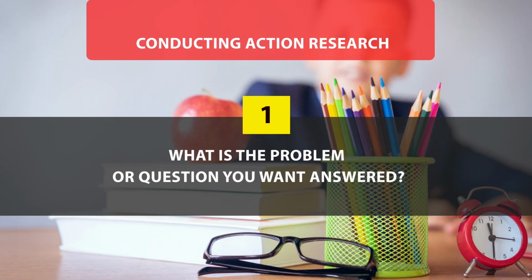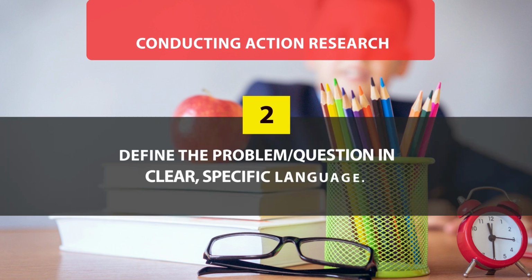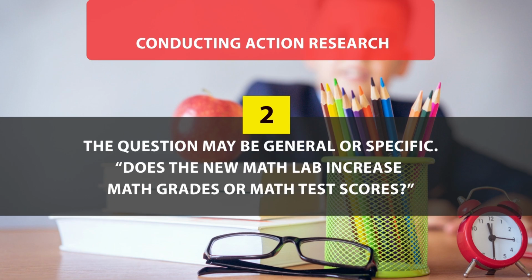So, let us discuss what are the common steps in action research. The first step is, what is the problem or question you want to answer? Which question or which problem should be answered through action research? Then you define the problem or the question in clear terms in a specific language. Your question can be general or specific, it does not matter. For example, you can have a question like, does the new math lab increase math grades or the math test score?